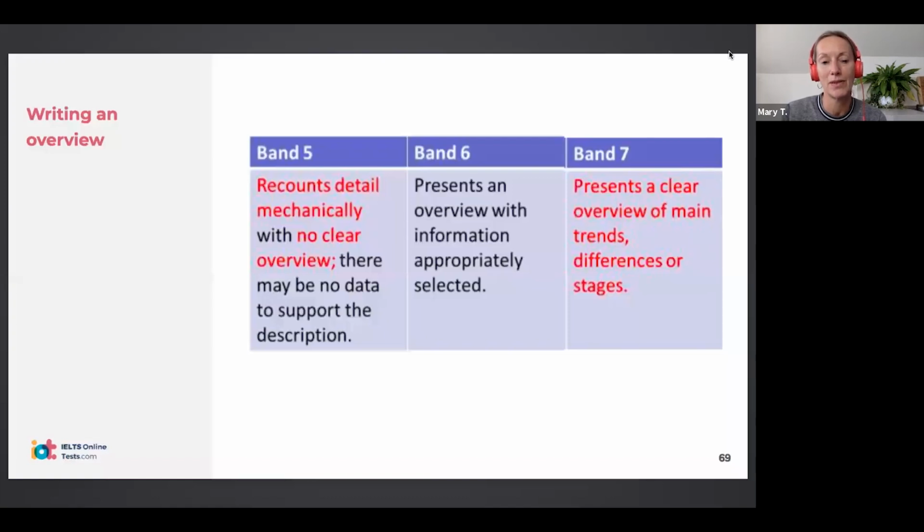Band 5 recounts detail mechanically with no clear overview. There may be no data to support the description. Okay, so it's the bare details really with band 5. What does the word mechanically mean?